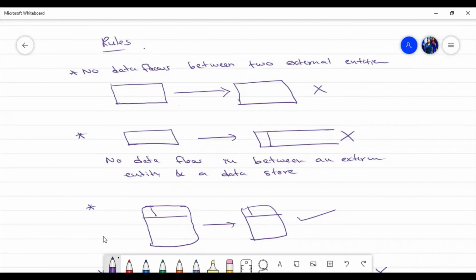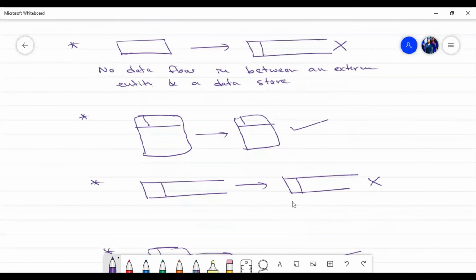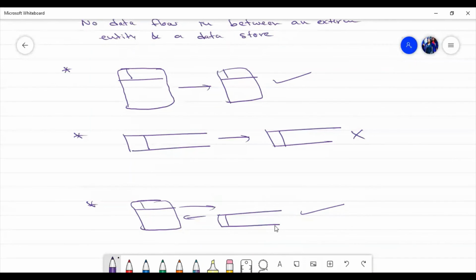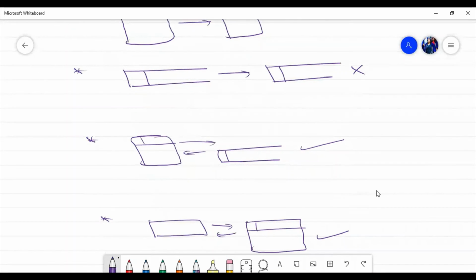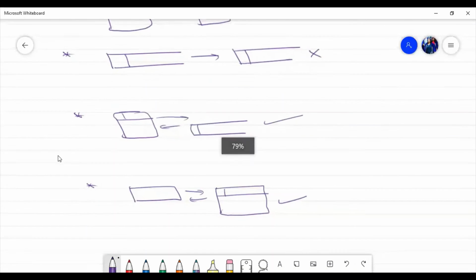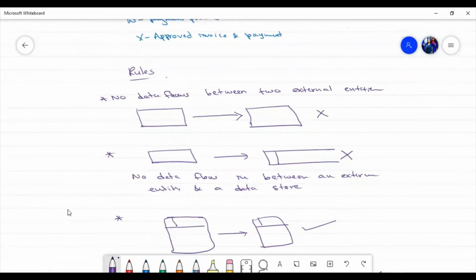right? And here look at this, in between processes, okay, no issue. In between data stores, no, can't, right? In between the process and a data store, yes, can. And then in between an external entity and a data store, yes, you can have a data flow. That's the idea, right? So that's it about the context and the DFD diagrams.